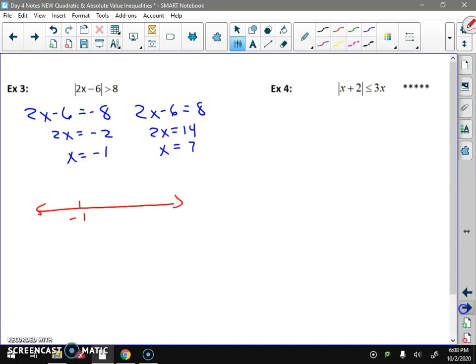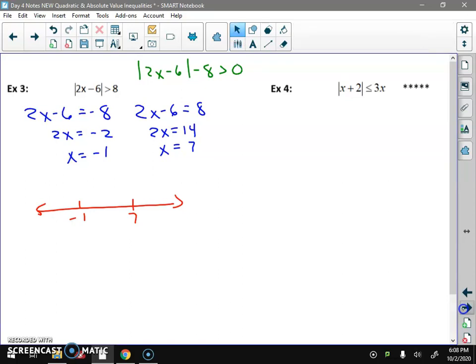-1 left, between -1 and 7, right of 7. I'm going to now move that 8 over. Kind of getting the mechanics here, greater than 0. Okay, I'm going to plug 3 black numbers, -2, 0, and 8, into green.